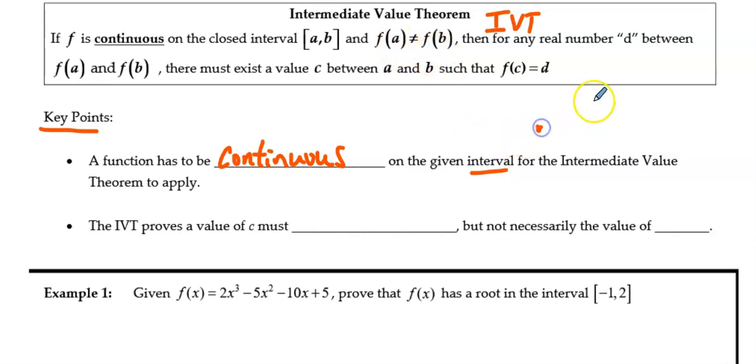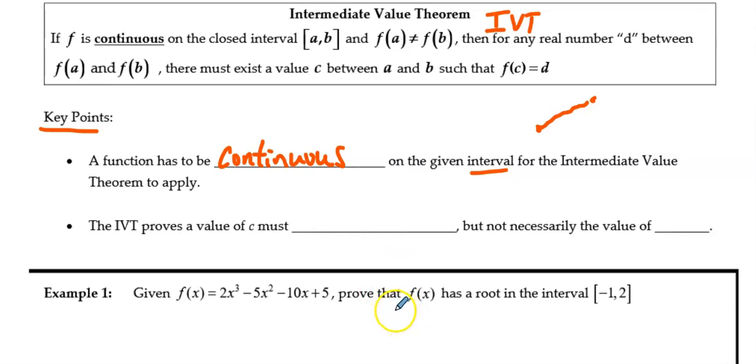We have to go from one point to another, right? We have to travel up or down the y-axis to one point or another. For any number d between f of a and f of b, there must exist some value c between a and b such that f of c equals d. So that really, for some students, just doesn't make any sense. So when I do the first example, I'm going to rewrite it.